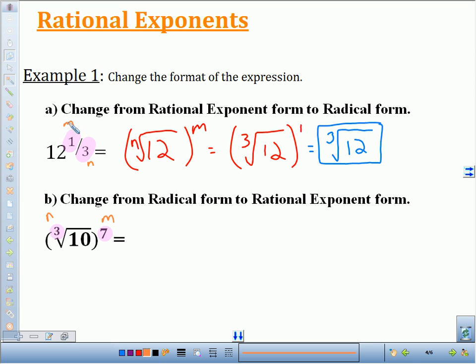Now I know that I want to end up with a fraction here. So start with my 10, that's my a. My fraction is m over n. So m is 7, so it's going to be 7 over 3. That is my final answer. Notice I just went straight from the question to the answer, because as soon as I know m and n, I can just put it in whatever format I need.